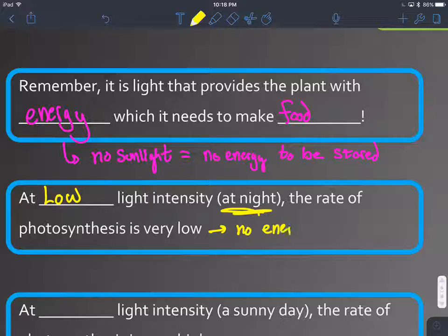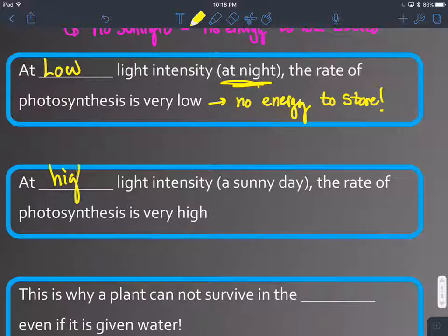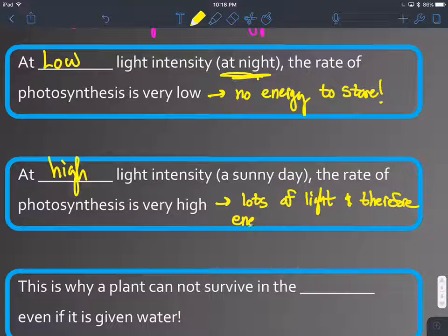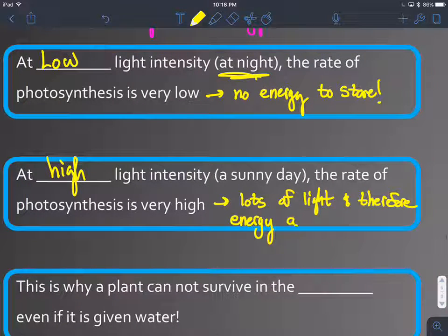No energy to store it, right? Whereas at high light intensity, think of a sunny day sometime during the midday when the sun is very bright, the rate of photosynthesis is very high. Lots of light, and therefore energy absorbed. Okay, lots of light and energy absorbed when there is a high intensity of sunlight.